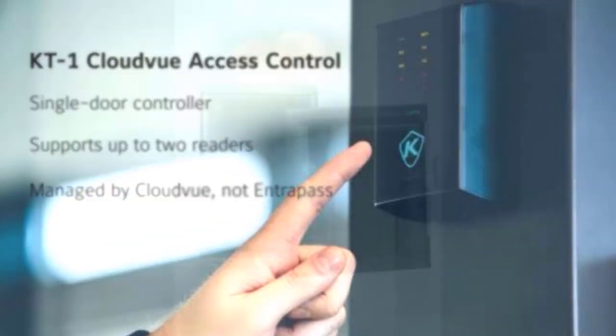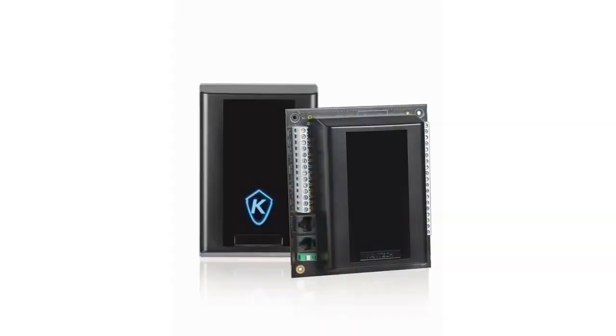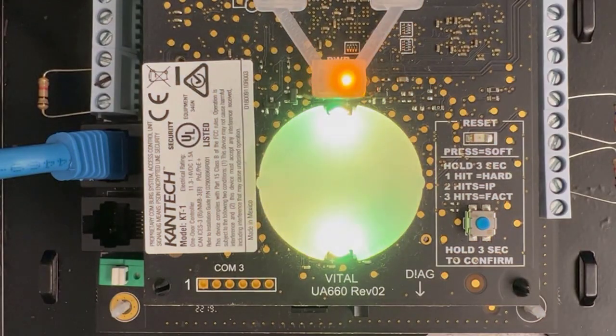While the KT-1 controller is available in 2 different versions, one with additional features, the setup with Cloudvue for cloud-based access control is the same. A KT-1 controller comes out of the box prepared for standalone usage. You will need to begin by performing a factory default of the board. After applying power via the terminals or by PoE-enabled network cable, the system will boot up.